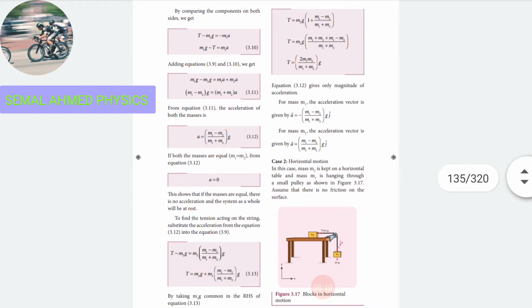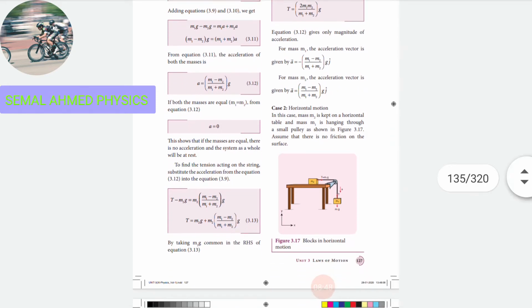Similarly, let us find the acceleration for the mass m1 and the mass m2. As we know, the acceleration vector for the mass m1 will be in the negative direction, so the same equation 3.12 will become minus m1 minus m2 divided by m1 plus m2. For mass m2, which is going in the upward direction, it is positive, so the same equation 3.12 applies, with the y direction for the graphical representation given by the coordinate axis j. Understand?